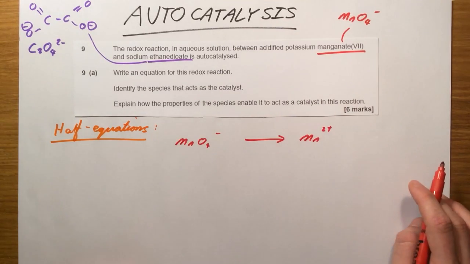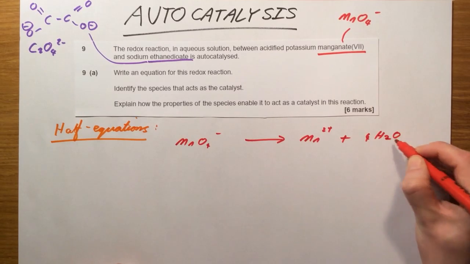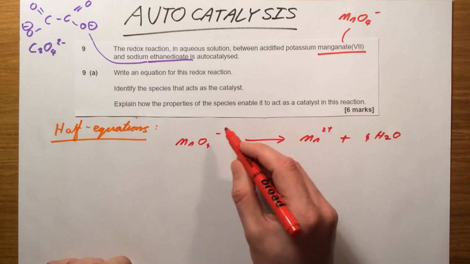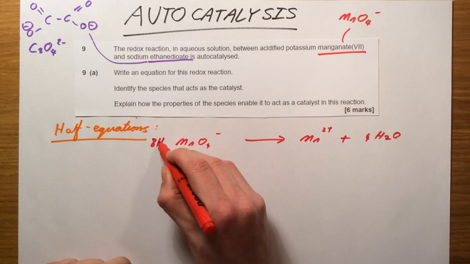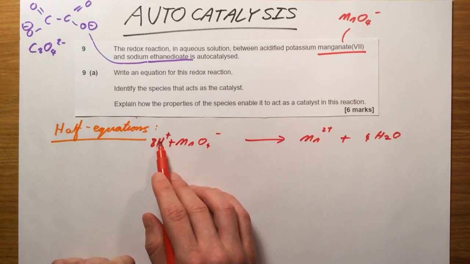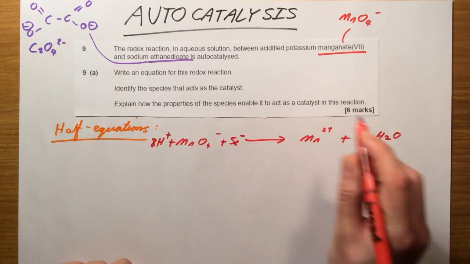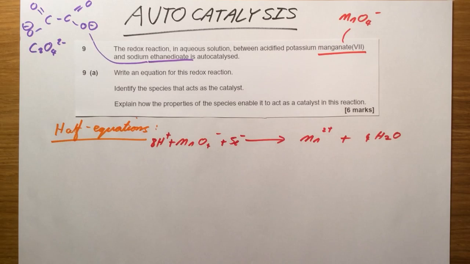We then need to balance our oxygen atoms, so we're going to have four H2Os. We then need to balance our hydrogens, so we need eight H+. We finally need to balance our charges. On this side at the moment we've got plus 7 in total, this side we've got plus 2, so we need 5 electrons on that side, and that is our first half equation.